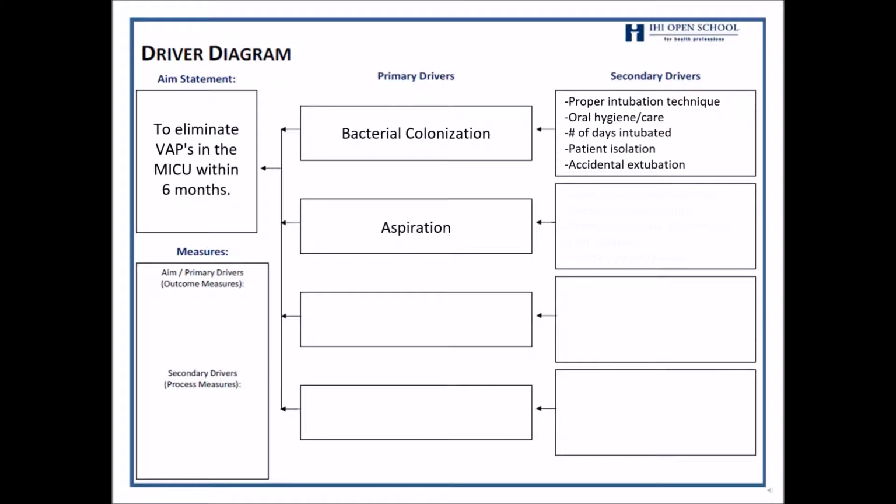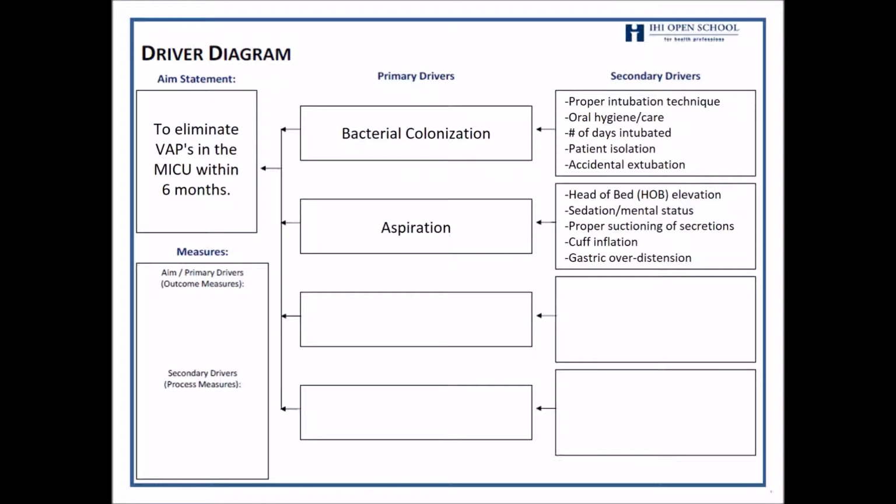Under the aspiration category, we identified the head of the bed, or the angle of elevation of the patient's head, which can influence whether or not the patient can aspirate easily. Their sedation or their mental status, proper suctioning of secretions, the cuff inflation of the breathing tube, and then gastric overdistension. All of those things are concrete things that influence whether or not aspiration is likely.